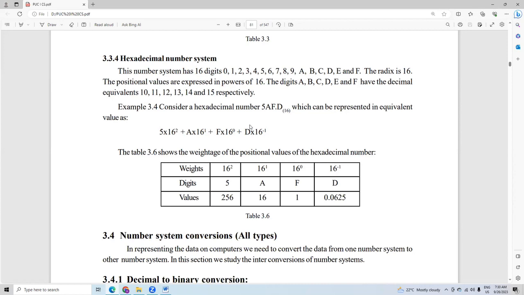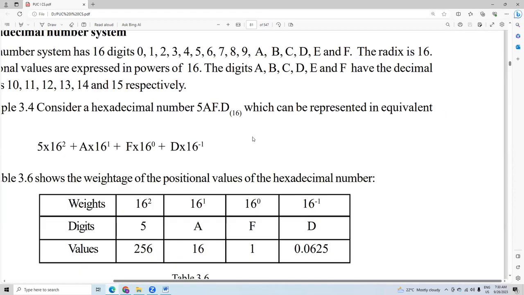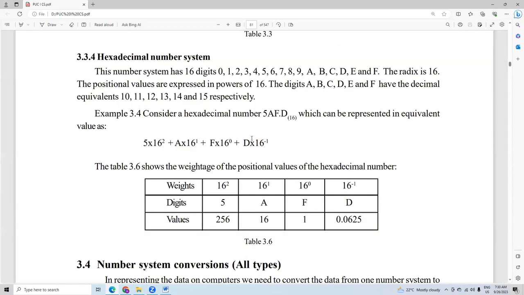So here you see how the hexadecimal number system looks like. 5AF.D. See the number 5AF, point D. Alphabetical letters are there, and there is a decimal point in that. But the alphabetical letters are representing numbers, right?